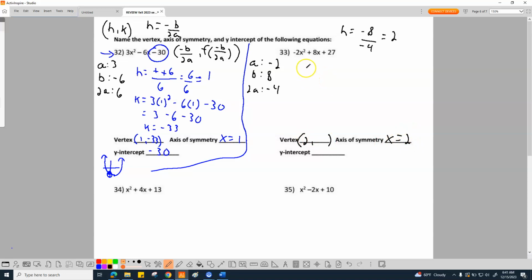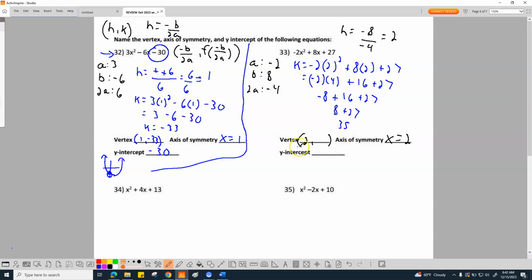Now what I want to do is solve for k. I'm going to switch to blue for k. So we're going to take that number 2 and plug it back in. k equals negative 2 times 2 squared plus 8 times 2 plus 27. 2 squared is 4, so I have negative 2 times 4 plus 16, because 8 times 2 is 16, plus 27. Negative 2 times 4 is negative 8 plus 16 plus 27. So negative 8 plus 16 is positive 8, plus 27 gives us 35.